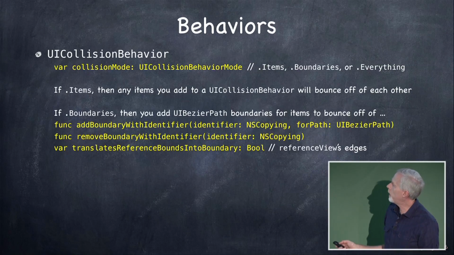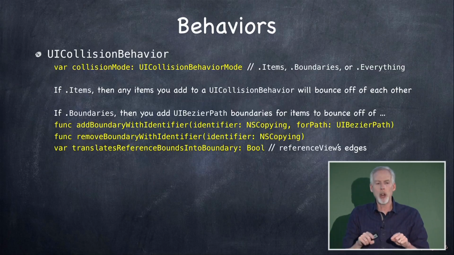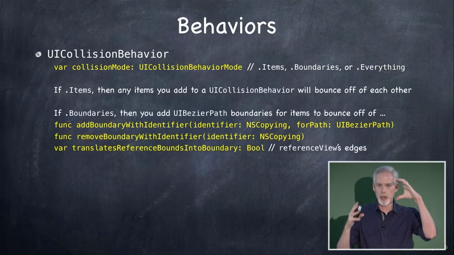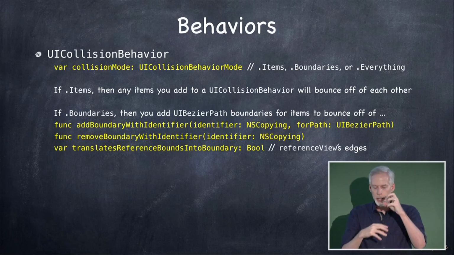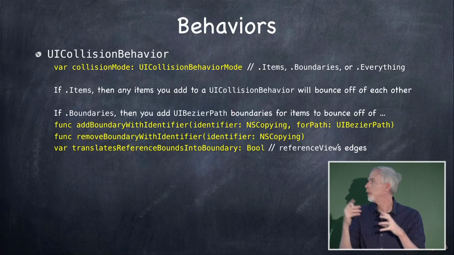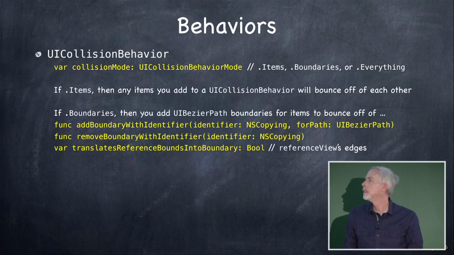There's a nice little var here: a bool, translatesReferenceBoundsIntoBoundary. What that'll do is make a boundary which is the edge of your animator's reference view. Remember at the beginning, the reference view contains the whole space. You can make it so that it's basically a box. So everything that happens in the animation world, as long as you add it to this collision behavior, will stay inside that box.